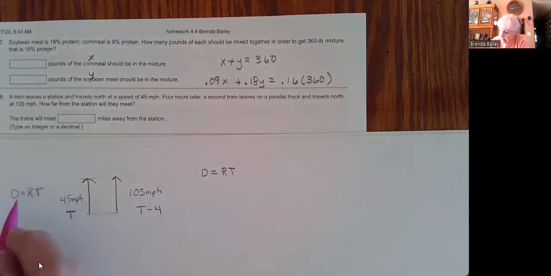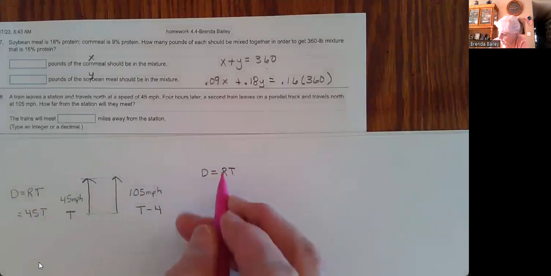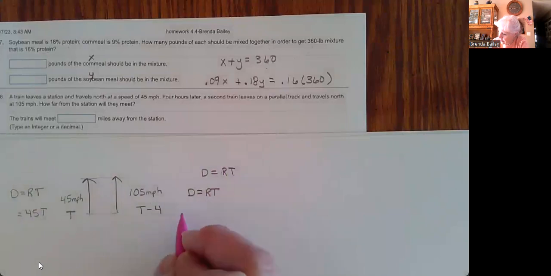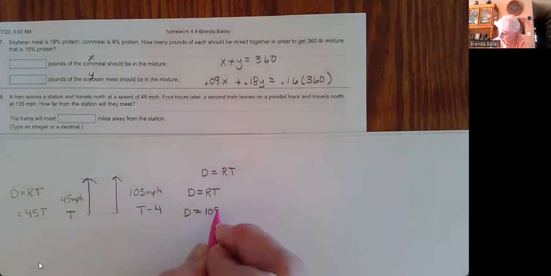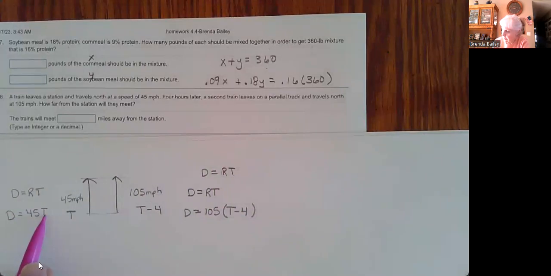So this distance is the rate of our first train times the time it's traveling. We don't know the time. We're going to call it T. The distance for this one is the rate of the second train, which is 105, and the time is T minus 4. So distance equals rate times time.